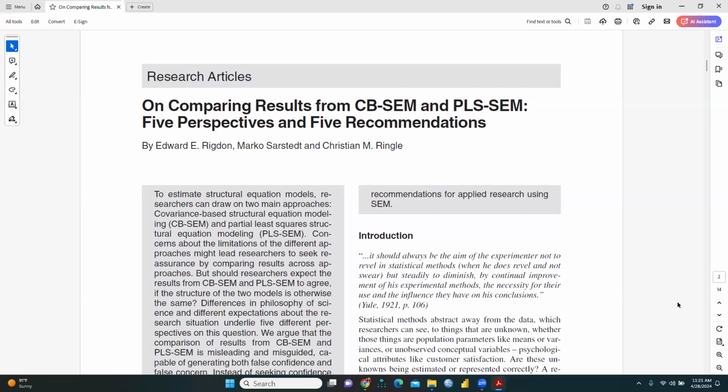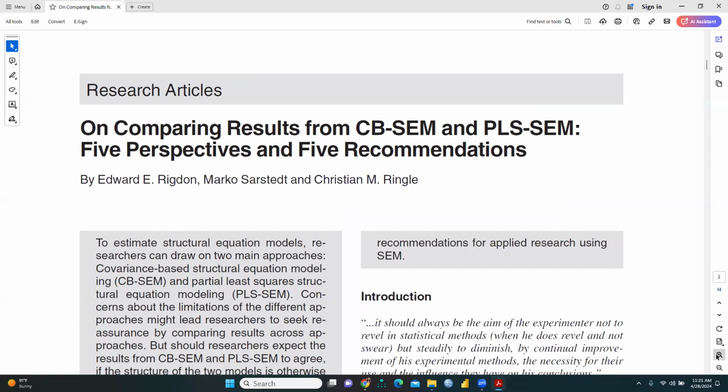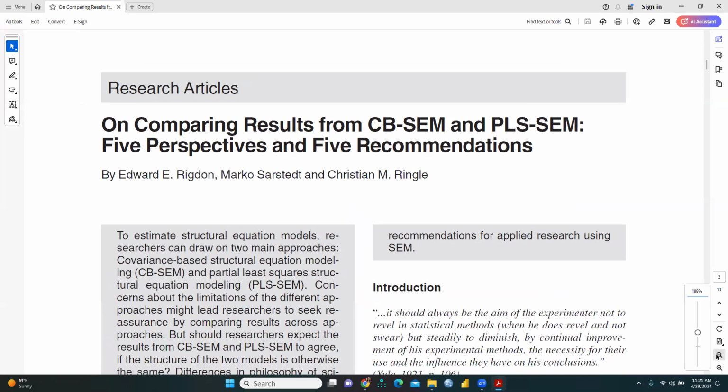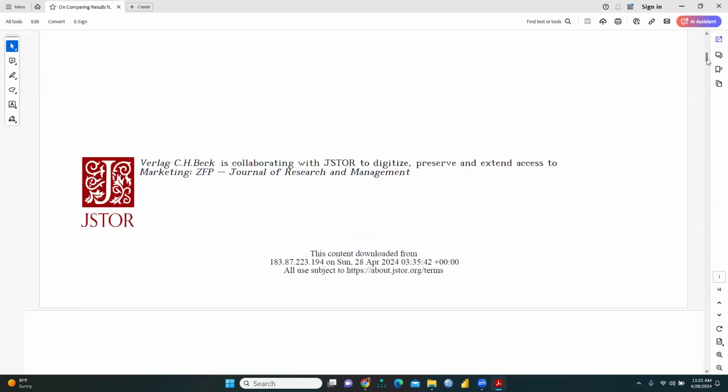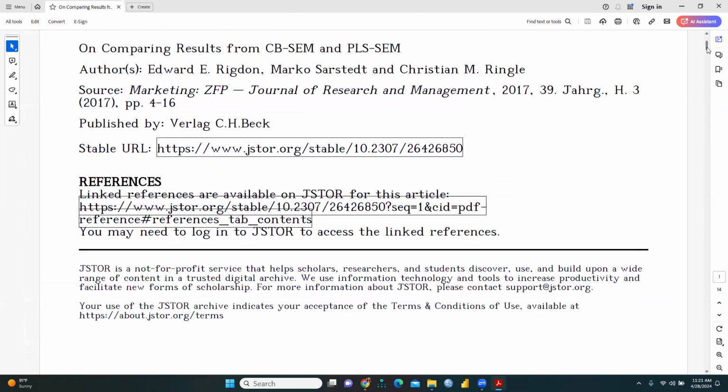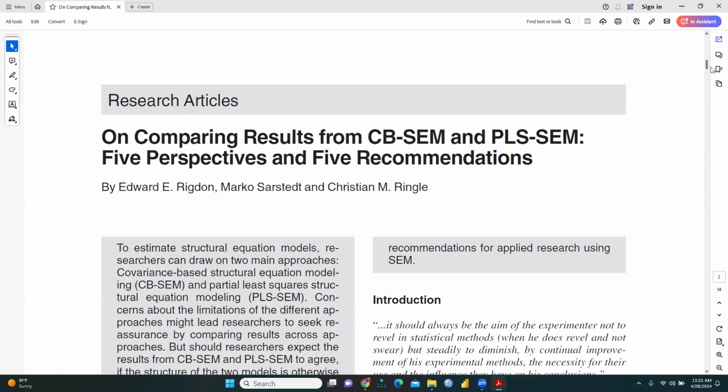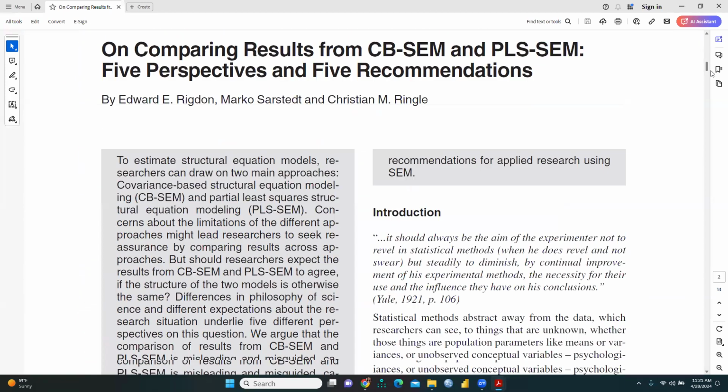Hi everyone, let's continue. A very important paper has already been published on comparing results from CVSEM and PLS-SEM: five perspectives and five recommendations. This paper has been written by Edward, Professor Marco, and Professor Ringle. It was published in the Journal of Research and Management in 2017.